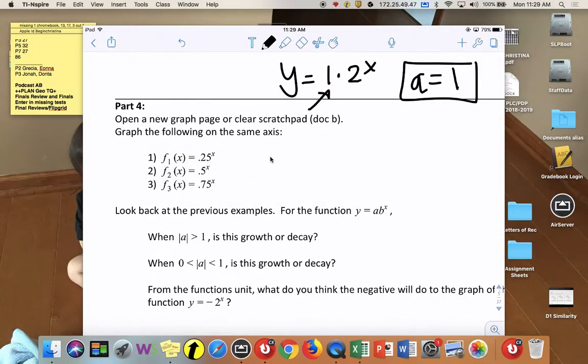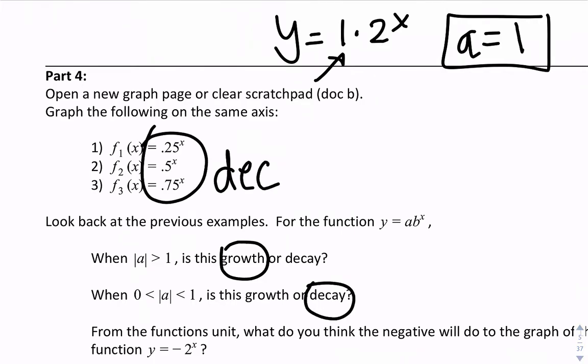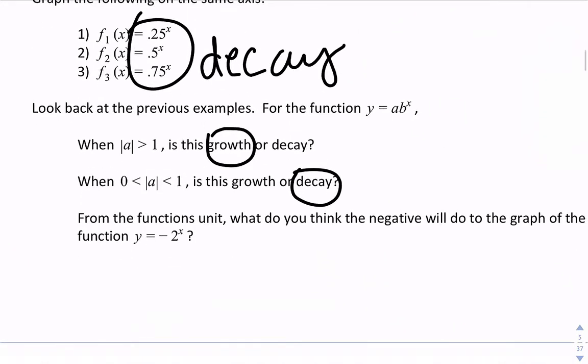Okay, so let's summarize that right here. How can you tell if something is growth versus decay? So growth is when your a, your starting value, when the absolute value of that is greater than 1. So you take a look at it. If it's greater than 1, this will be growth. If the absolute value of a is between 0 and 1, it will be decay. So like 0.5, all of these were decay right here because they're between 0 and 1.